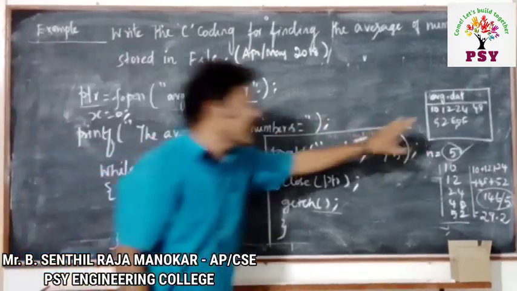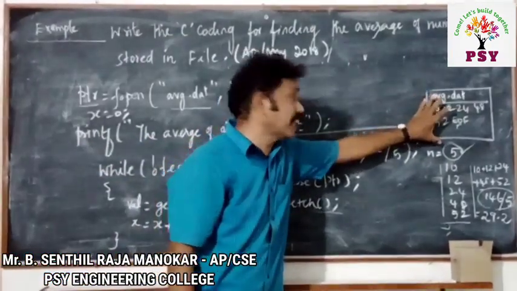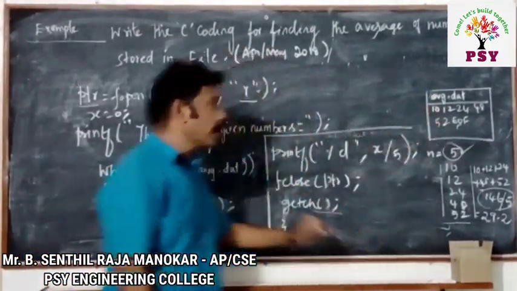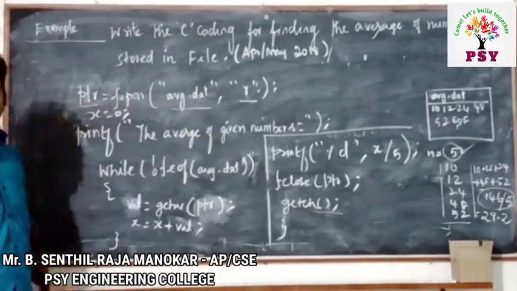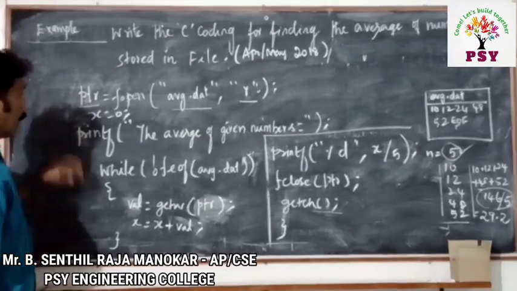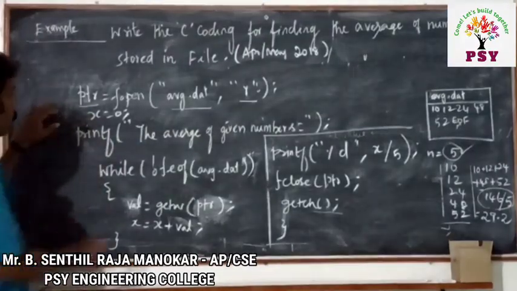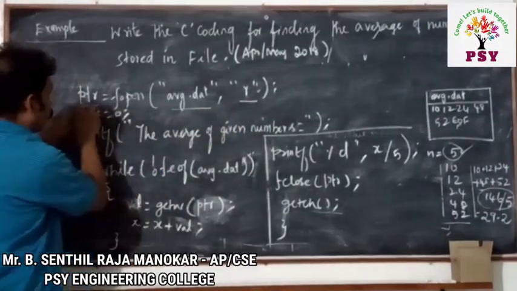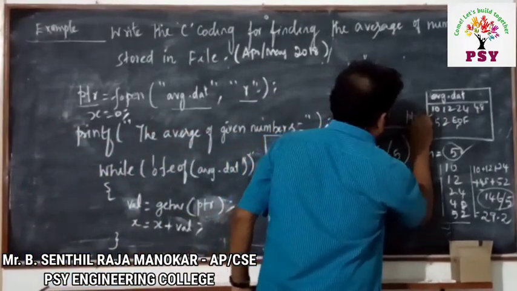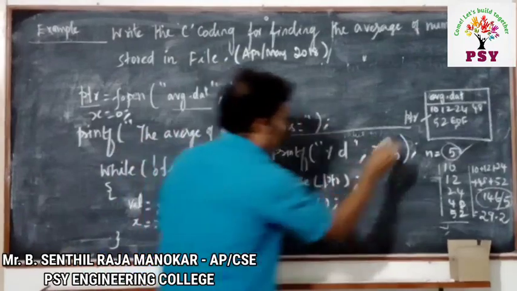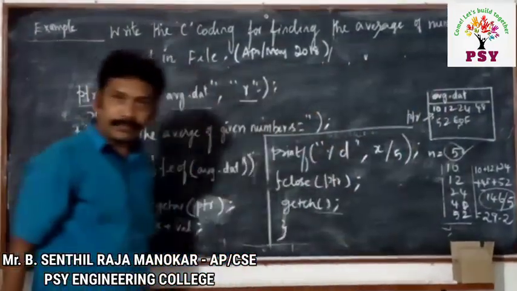So what we have written or stored here, that value we are going to read one by one through this file operation. Okay, so next, the pointer will be there here. Once you have this code, automatically the pointer will be here. ptr will be pointing to the first value of this file.